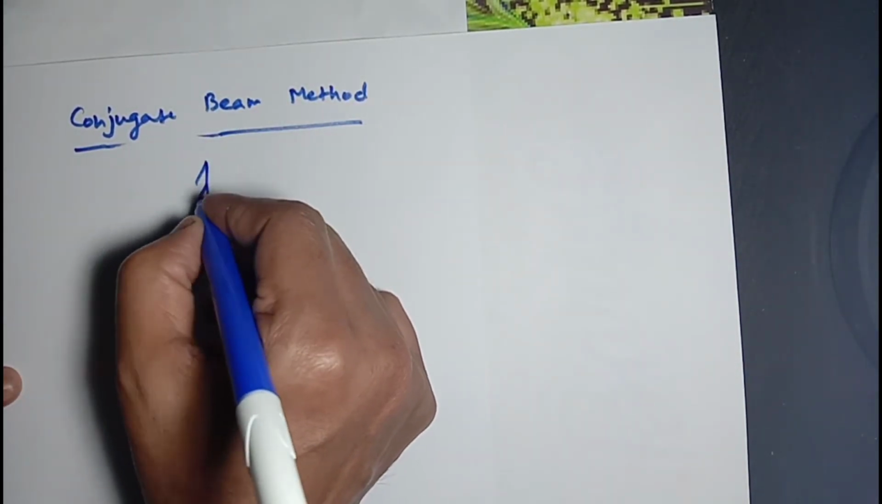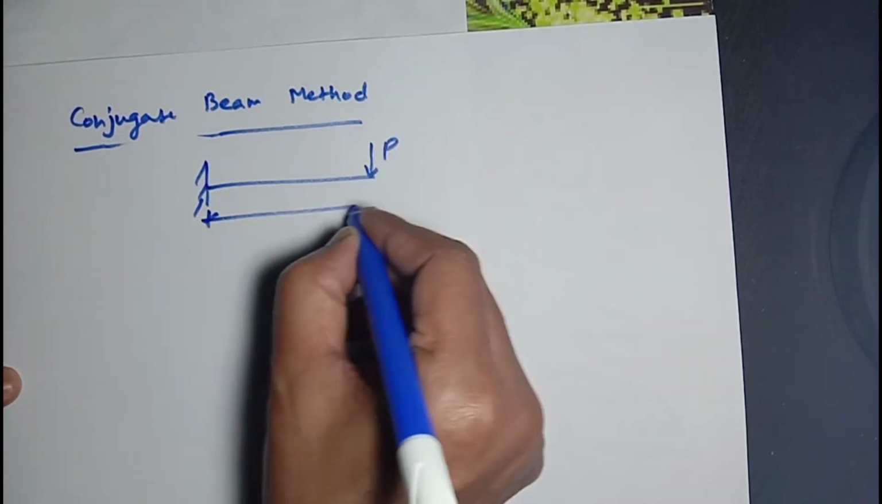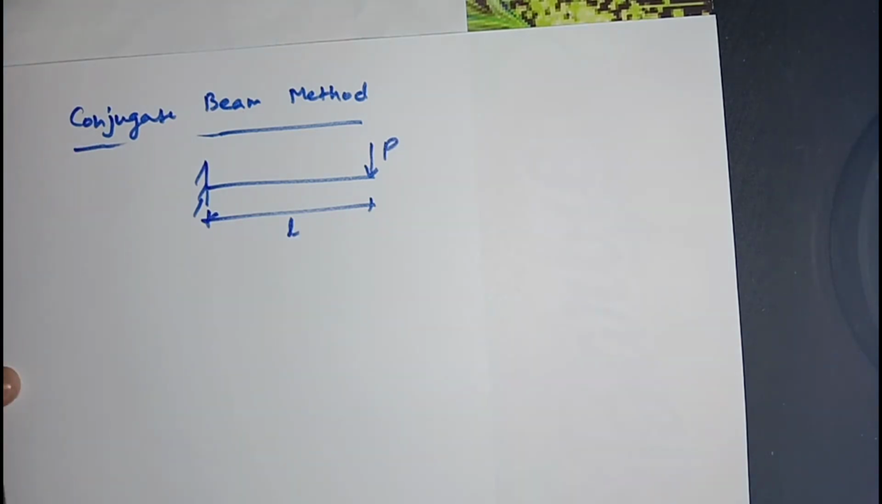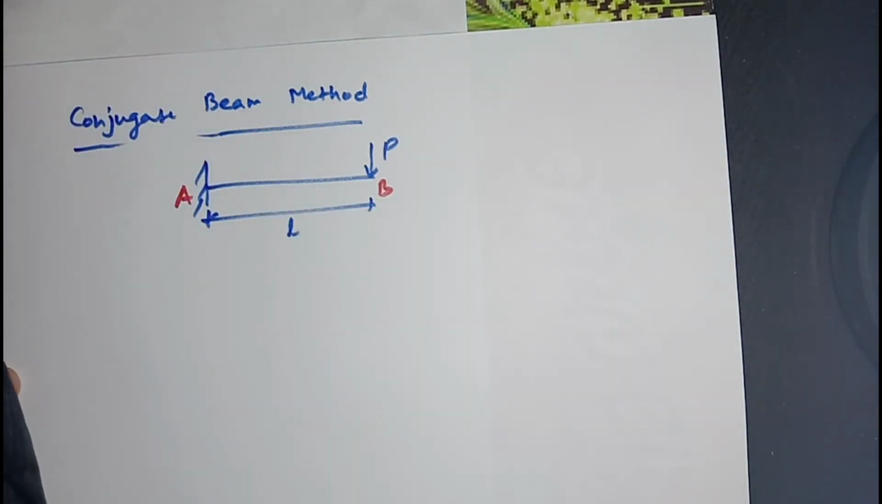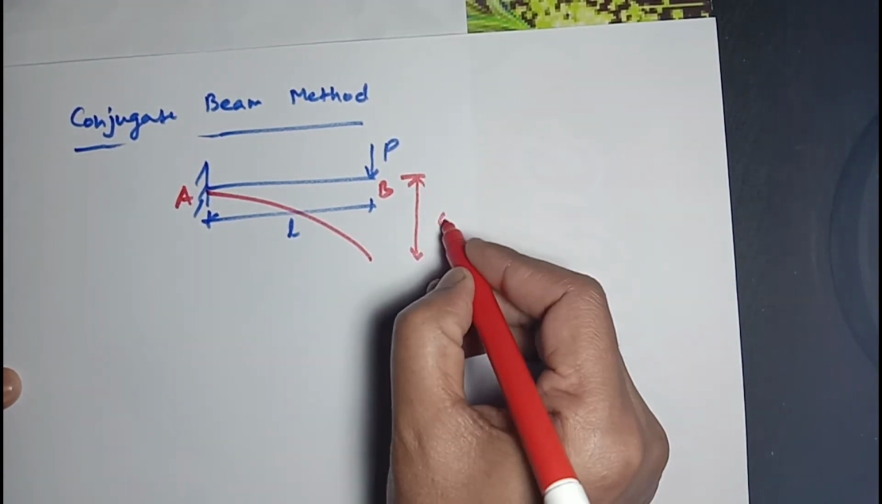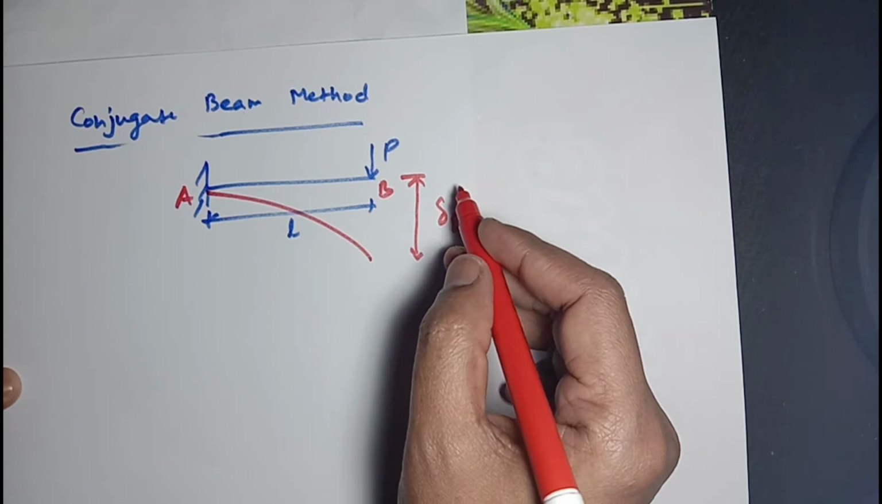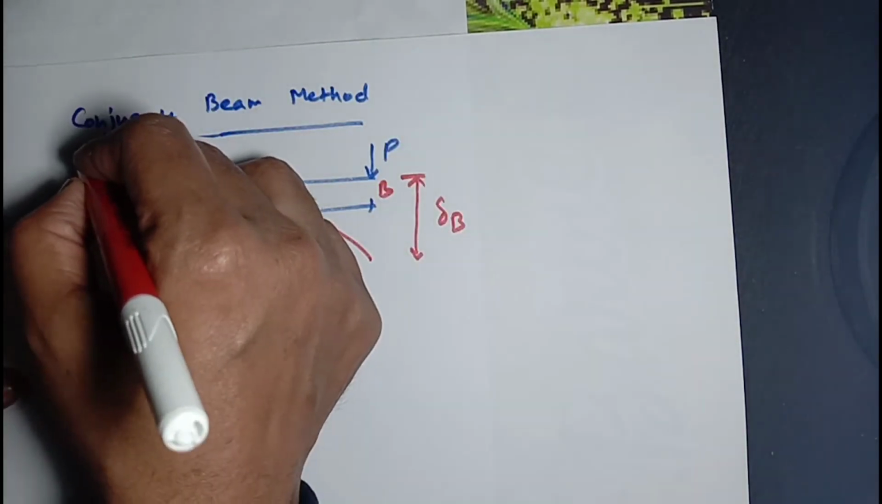The problem statement is the same. Load P is acting at a distance of L from the support A. We are going to find out the deflection delta B. This is our objective, but this time we are going to find this deflection delta B using the conjugate beam method.